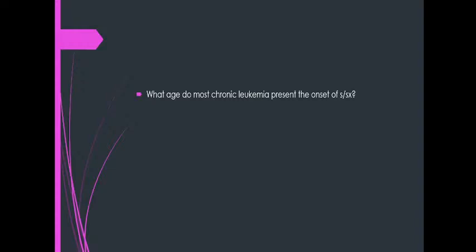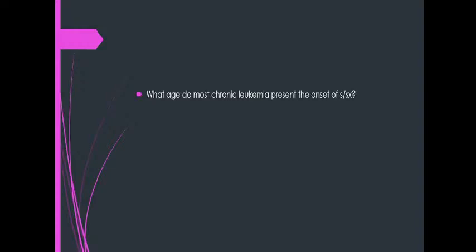Let's talk about the age group. What age do most chronic leukemias present the onset of their signs and symptoms? Can you guess? 50 to 60? Alright, very good. Or greater than 60. So 50 to 60 is fine. Okay, we can say greater than 60.